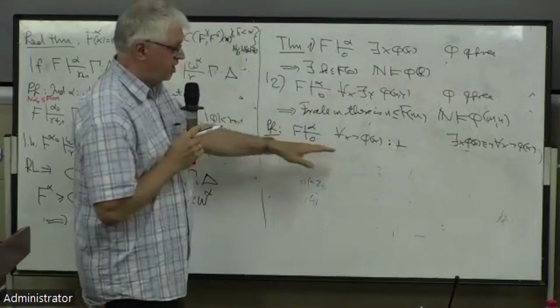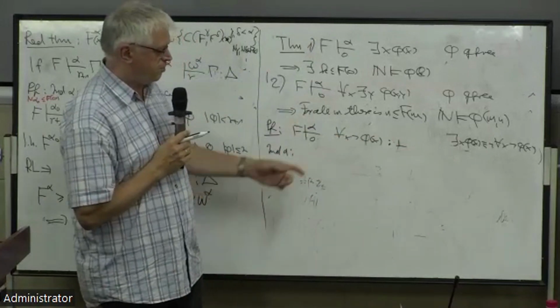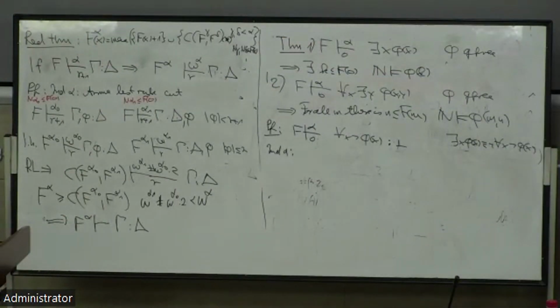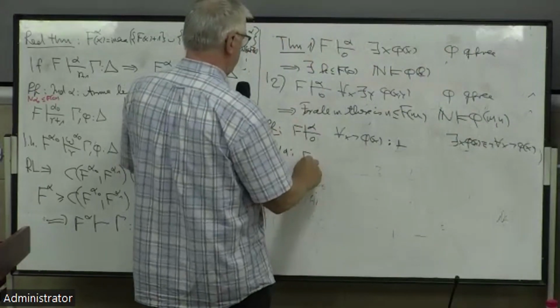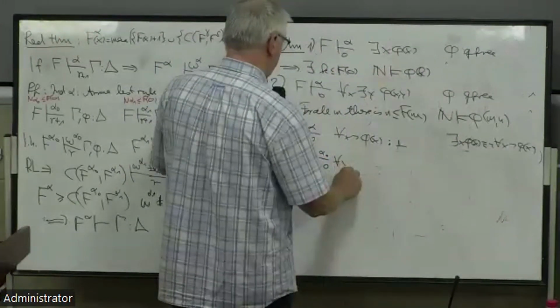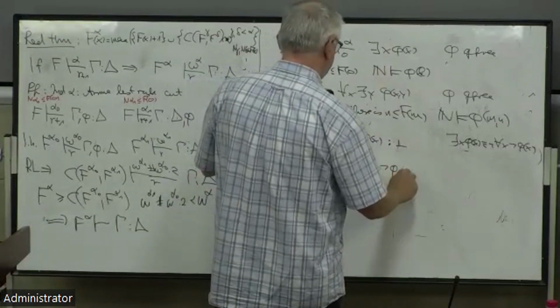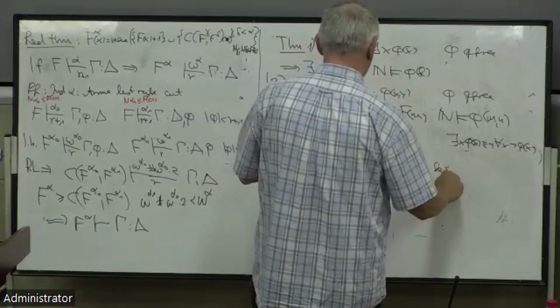So how can we derive this sequence? There's only one rule which can be applied. And the rule which we can apply, the only rule which works, is universal introduction into the antecedent. So we have a shorter derivation of the formula for all x not phi of x, where we have witness not phi of k, and k is less than or equal to f of 0.